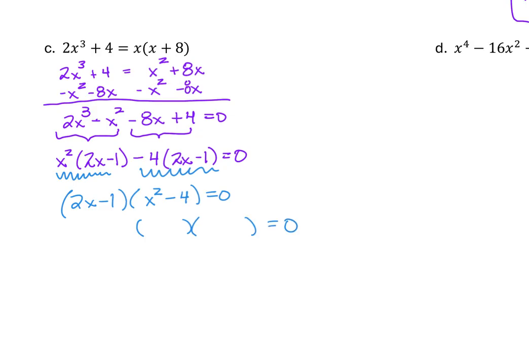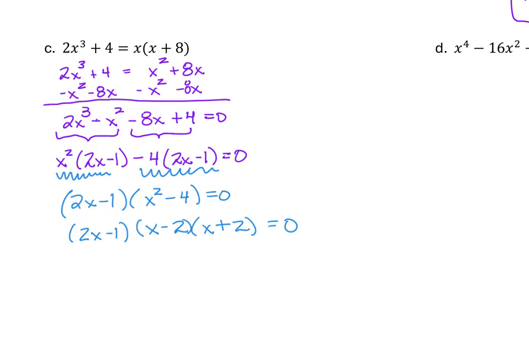This is difference of squares, and so this is x and x. 4 breaks down to 2 and 2, and we do have different signs. And so what we get is (2x minus 1)(x minus 2)(x plus 2).